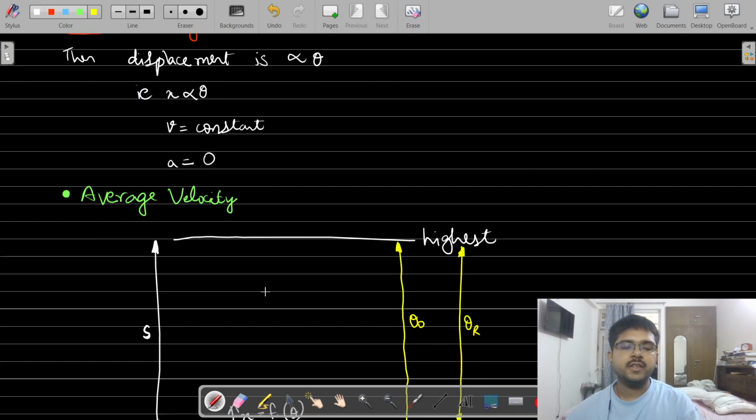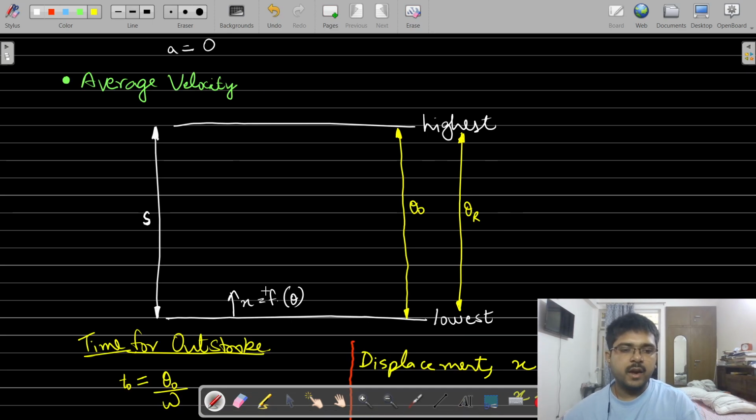Now average velocity is given by, this is the lowest and this is the highest portion. Lowest is the lowest displacement of the follower, and highest is the highest displacement of the follower.